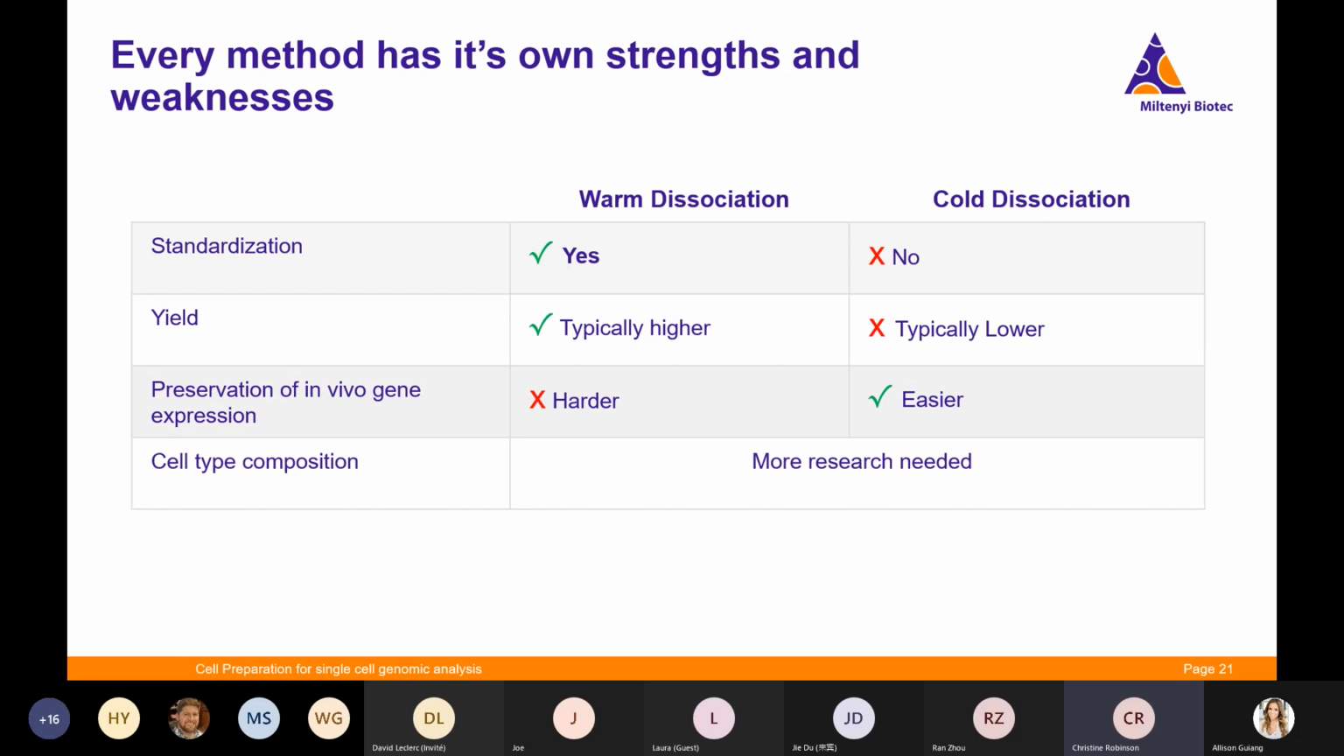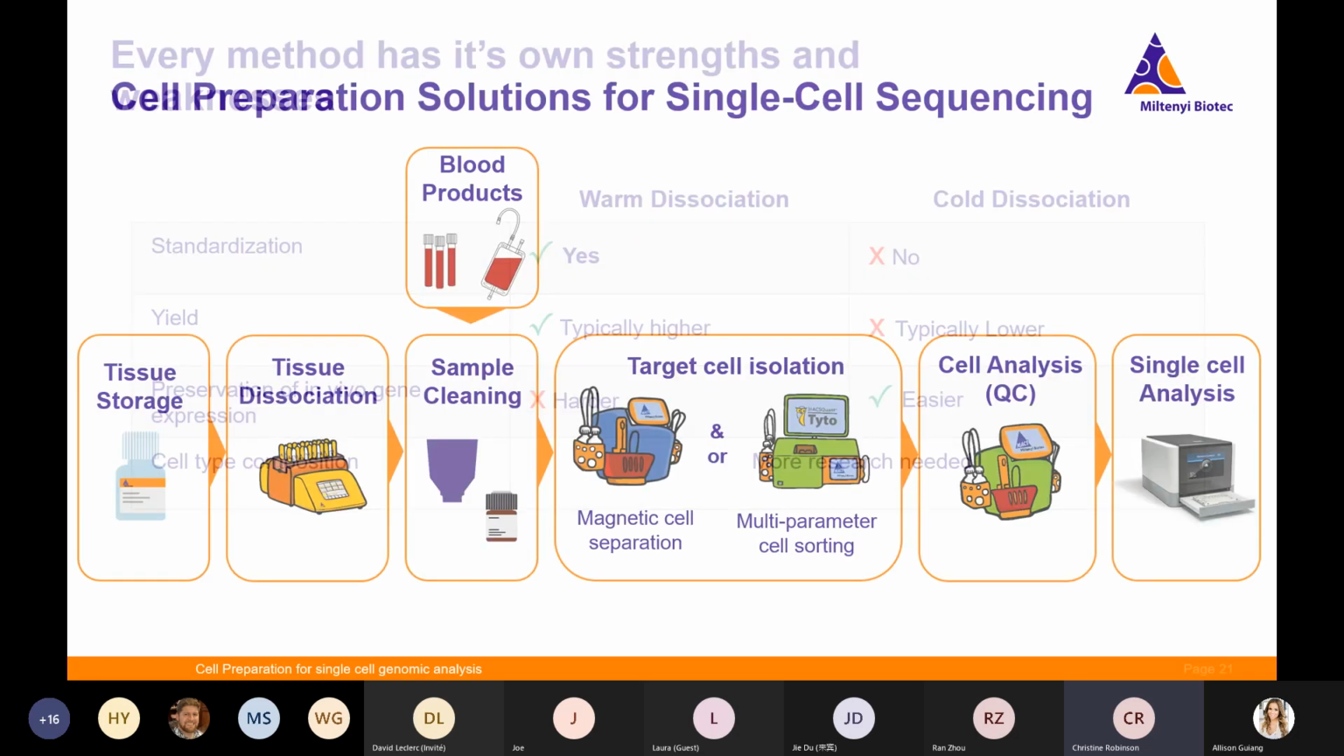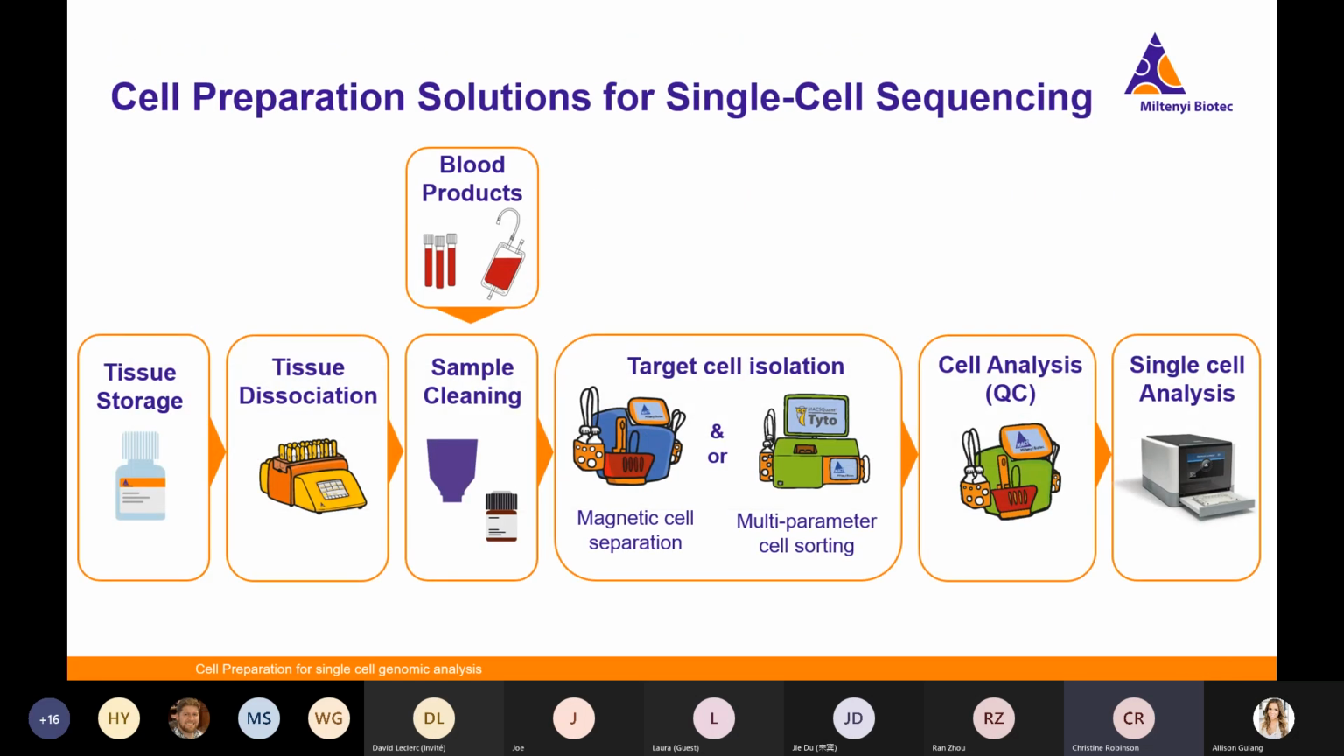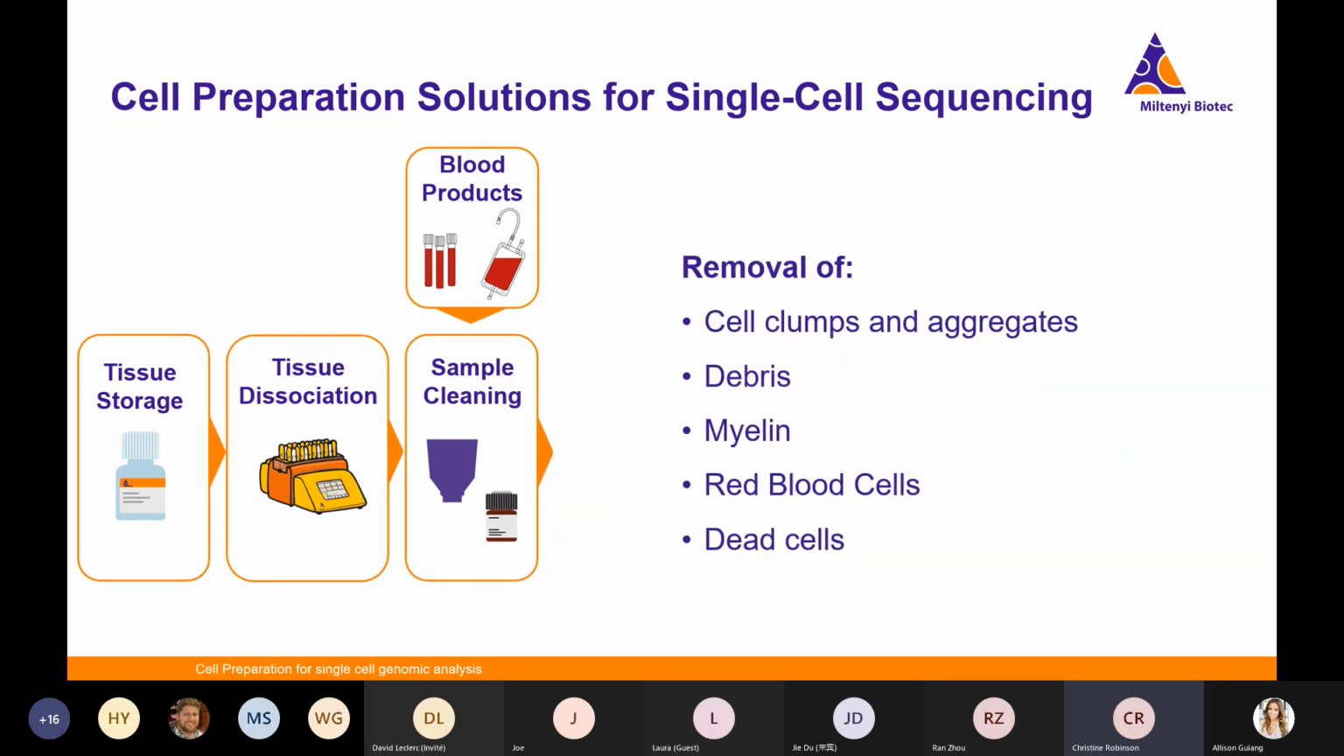So the next step of the workflow would be that dissociated samples now need to be cleaned. So you can click through one more time. We're going to want to remove any unwanted material like cell clumps, debris, sometimes red blood cells. And the same is true when you're working with blood samples. And as we noted before, for nuclei suspension, sample cleaning can be performed via flow. But first, I'm going to show you some additional methods of cleaning up your cell suspension.